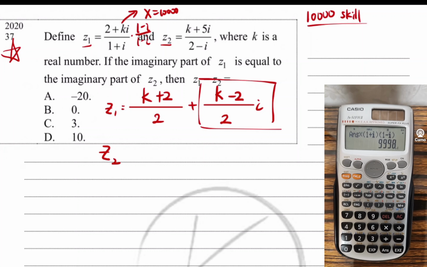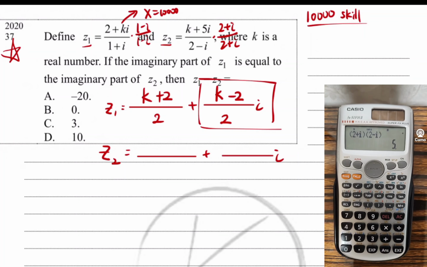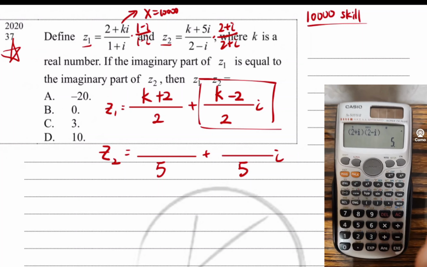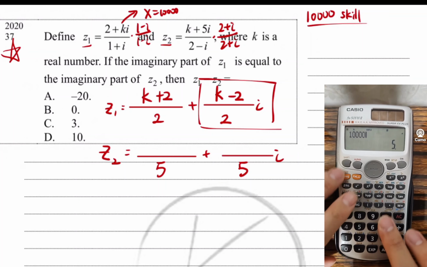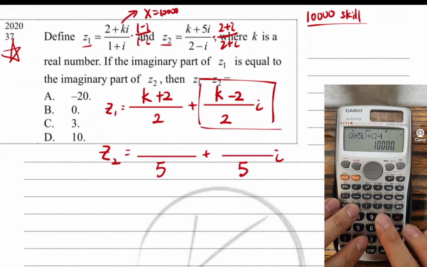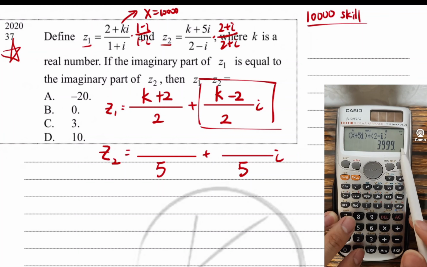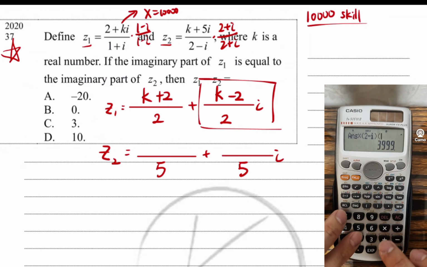Then Z2. Again, you multiply (2 plus i) over (2 plus i). And we already know that Z2 will become something plus something i. For the new denominator, it will become 2 plus i times 2 minus i, which will be 5 at the end. How about the new numerator? Store x as 10,000 again, and then (x plus 5i) over (2 plus i). You don't know this value, it's okay, just multiply by (2 minus i) and (2 plus i).